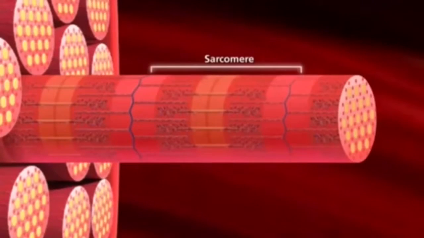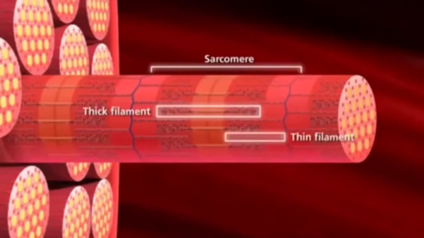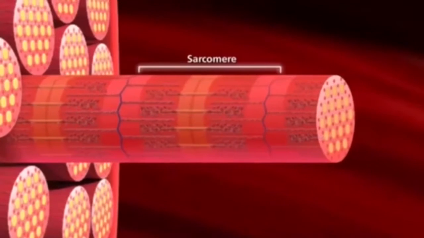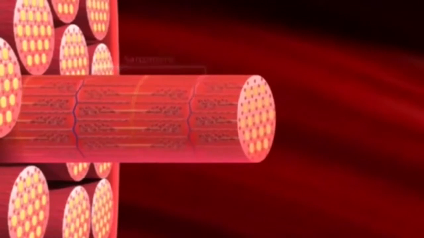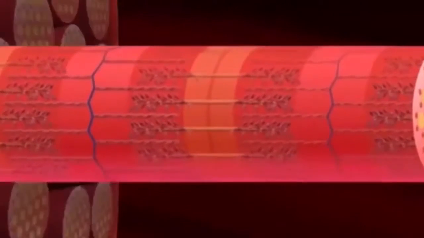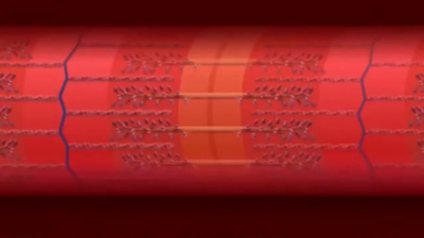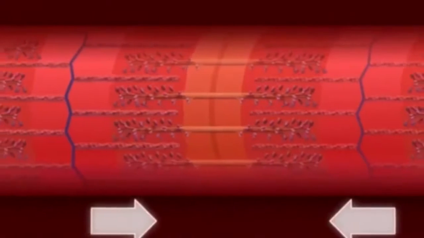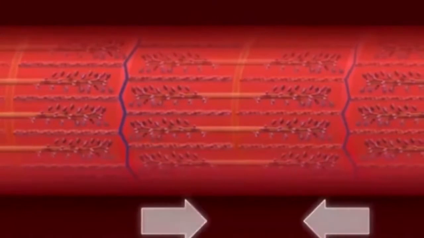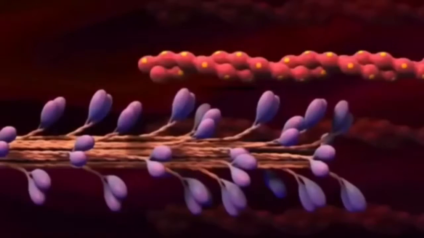The sarcomere is made of thick and thin filaments. These filaments slide past each other to shorten the entire muscle fiber. Now the thick one is called the myosin. The thin one is called the actin. And these basically slide past each other to shorten the entire sarcomere unit and shorten the muscle, allowing contraction.